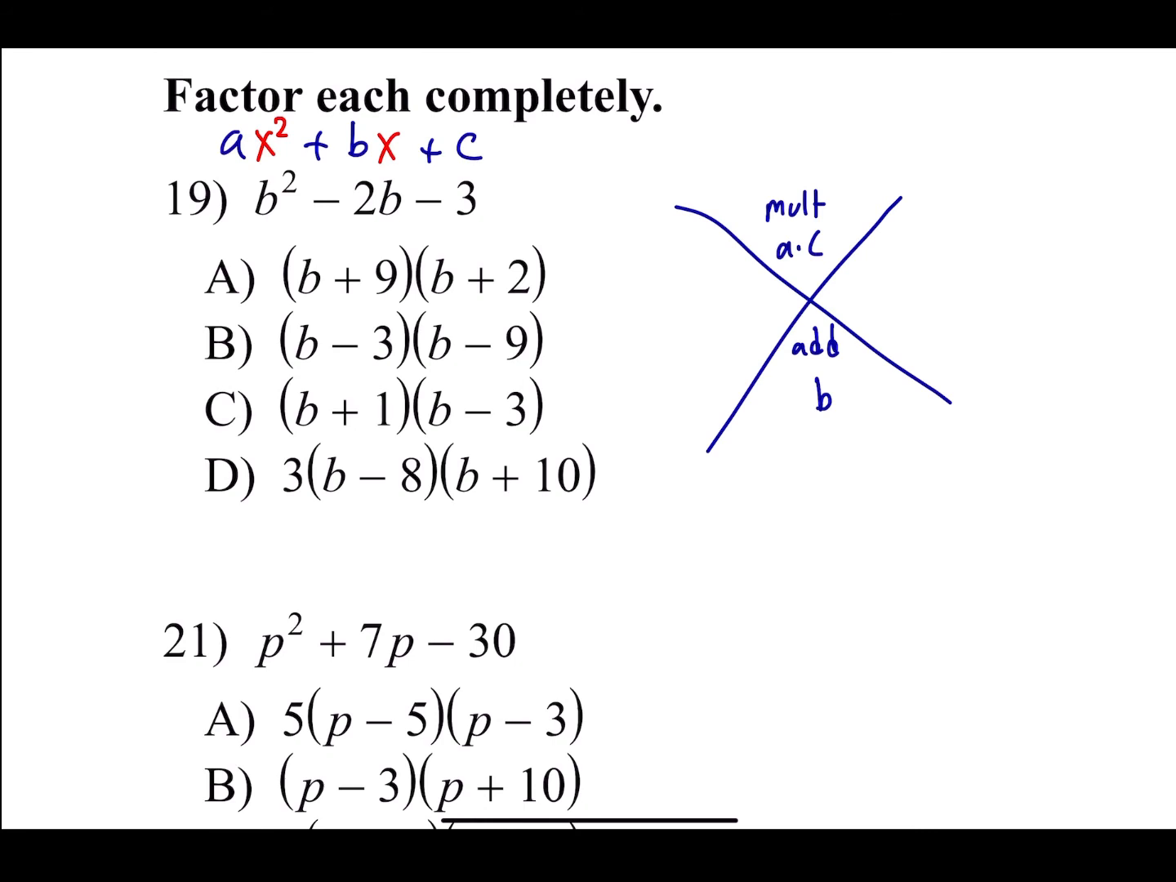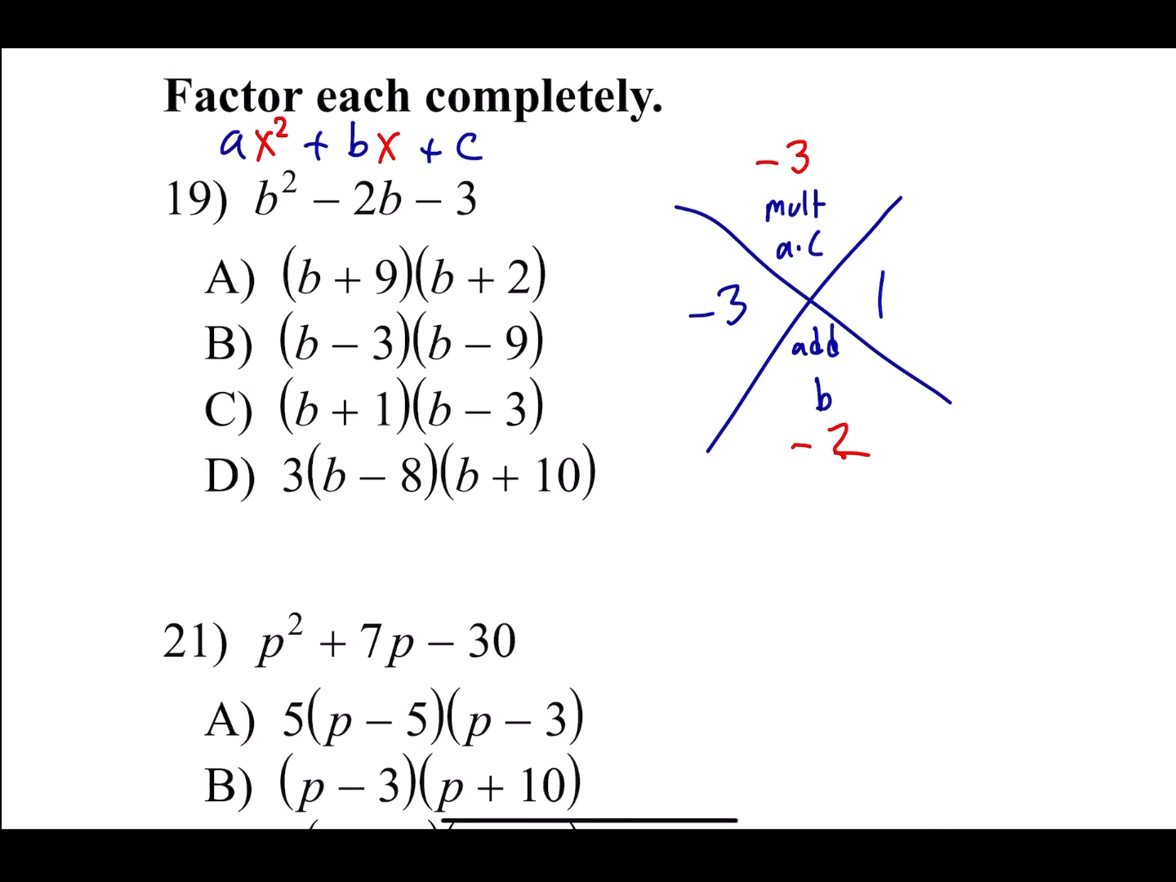So in this case, a is 1, because there is no number in front of b squared. C is negative 3. 1 times negative 3 is negative 3. And b is negative 2. So let's see. Two numbers that multiply to negative 3 but add to negative 2. I'm thinking negative 3 and positive 1. Negative 3 times 1 is negative 3. Negative 3 plus 1 is negative 2.